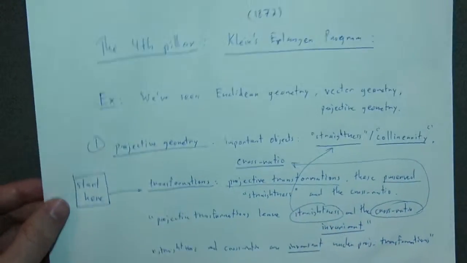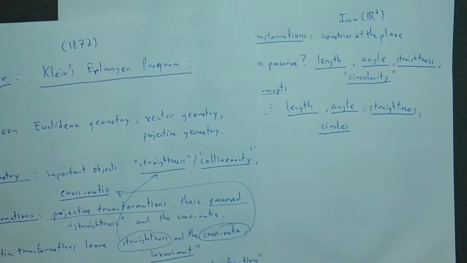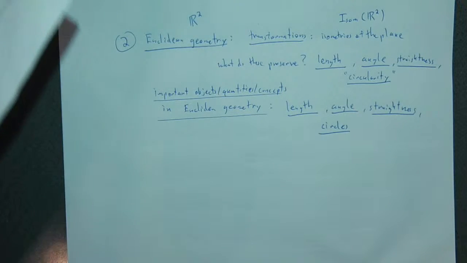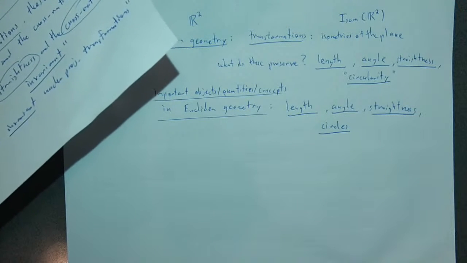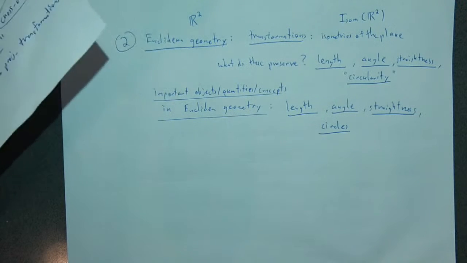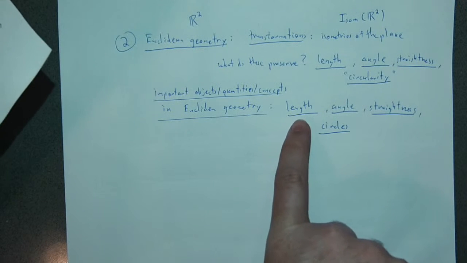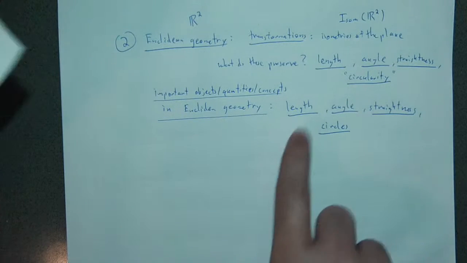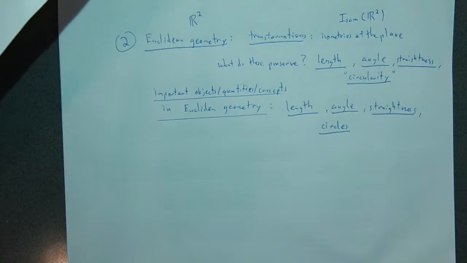Because in projective geometry, the projective transformations do not fix length, angles, or circularity of circles, right? So if you take a projective transformation and you apply it to a circle, do you get a circle out of it? No. Not necessarily. If you take a projective transformation and apply it to some length, does it distort the length? Definitely, yes, it can certainly do that. It is not guaranteed to fix the length at all. Does it preserve angles? No. Projective transformations do not preserve angles.